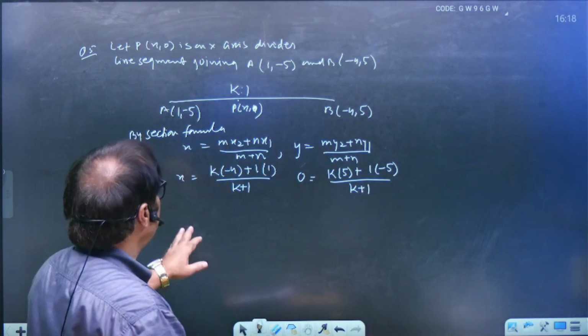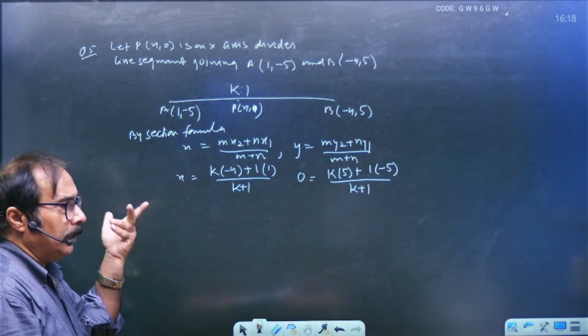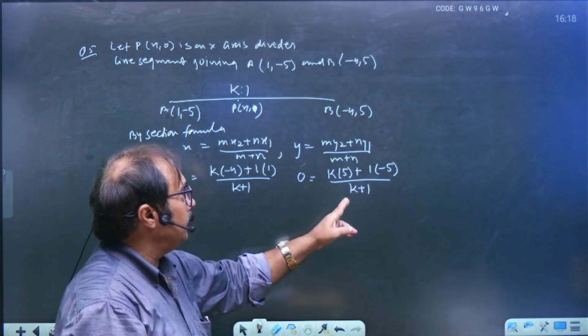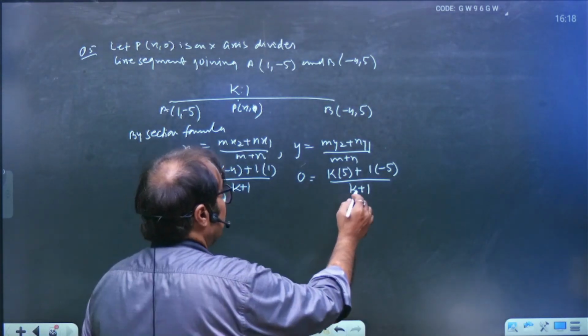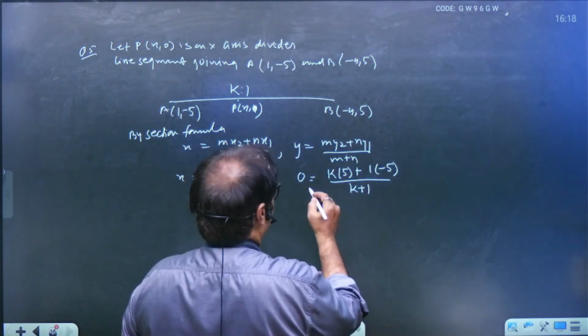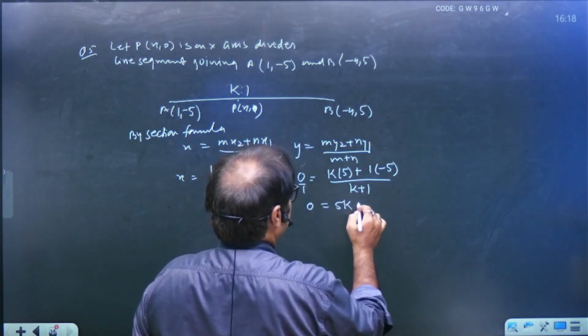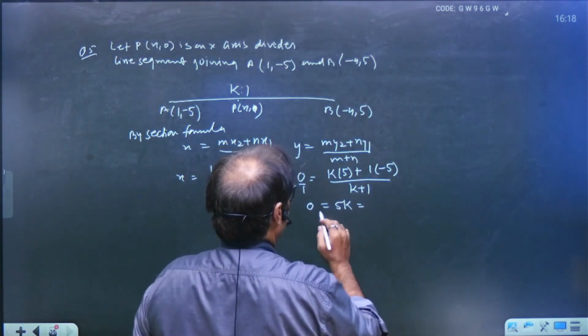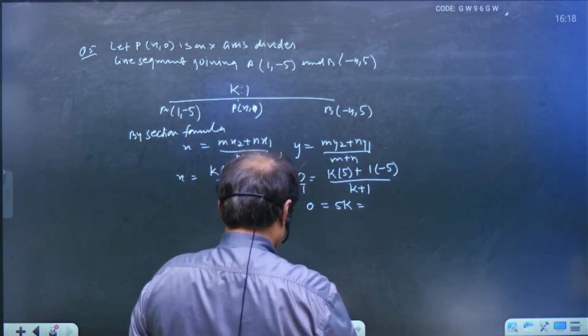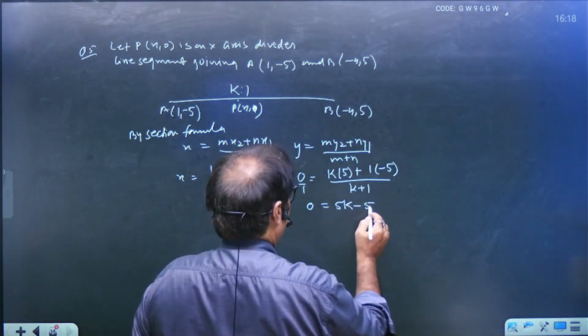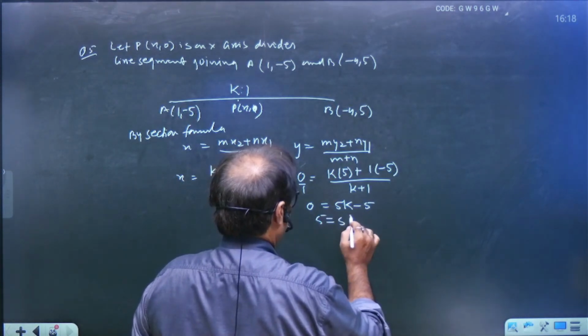Right, now see here, the value of x we do not have, and the value of y is given as 0, so we will take this one. By simplifying this by cross multiplication, this side will be 0, so 0 is equal to 5k minus 5. Okay, 5k minus 5, so 5 is equal to 5k.